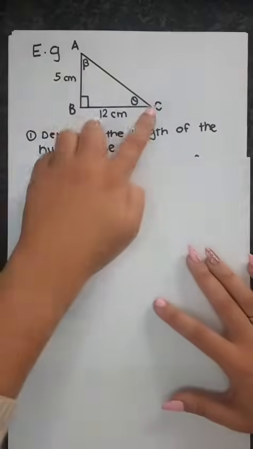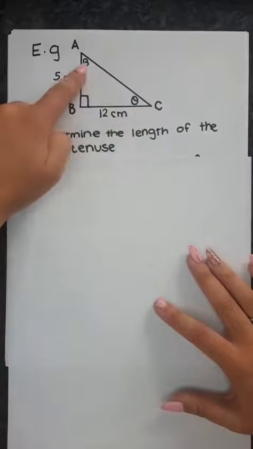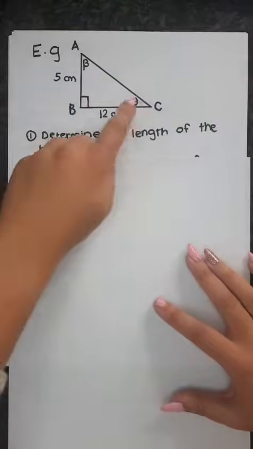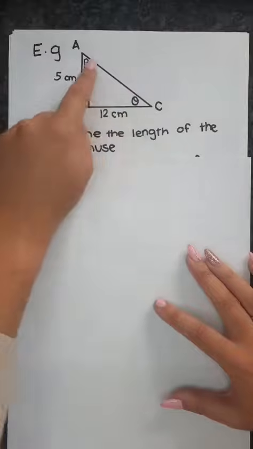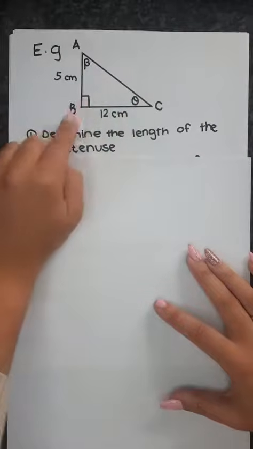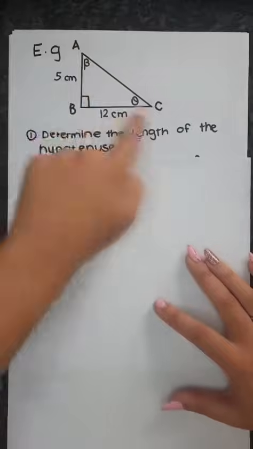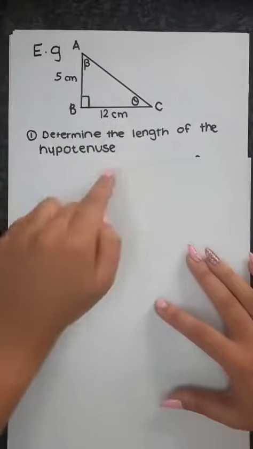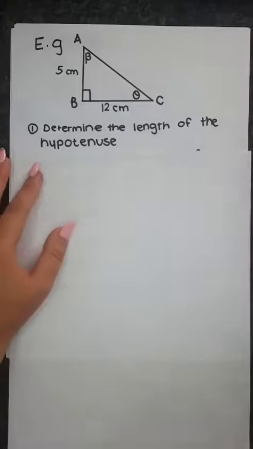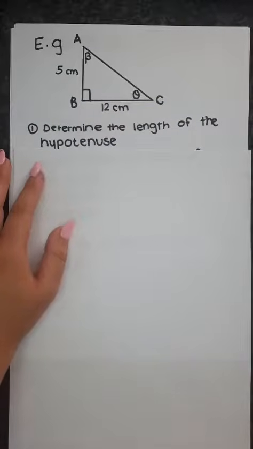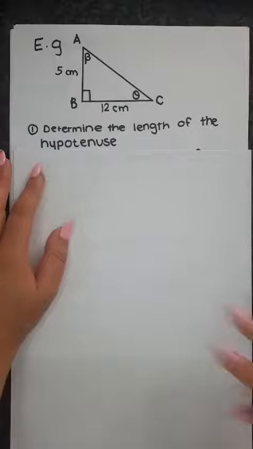They give you A, B, C. That is theta. That is beta. Remember, those represent unknowns. It's the angle. So that's angle C, we call theta. Angle A, we call beta. And angle B is 90 degrees. So this is a 90-degree triangle. 5 centimeters, 12 centimeters. First of all, determine the length of the hypotenuse. Now, that's very, very straightforward and basic. How would I do that?